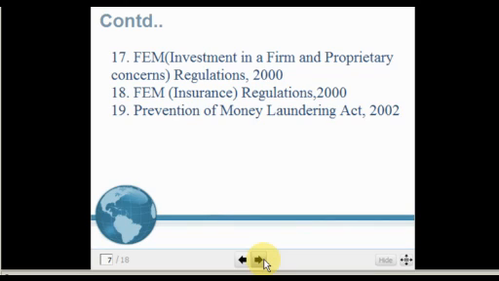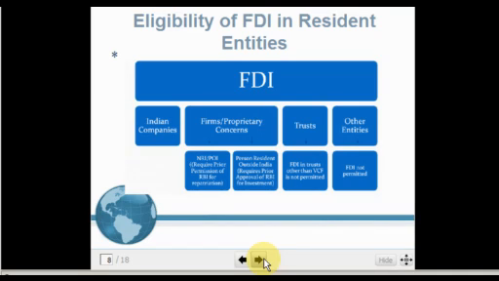There are the investment in firm and proprietary concerns regulations and the Prevention of Money Laundering Act. So indirectly, all these acts have their own impact on the foreign direct investment aspect.